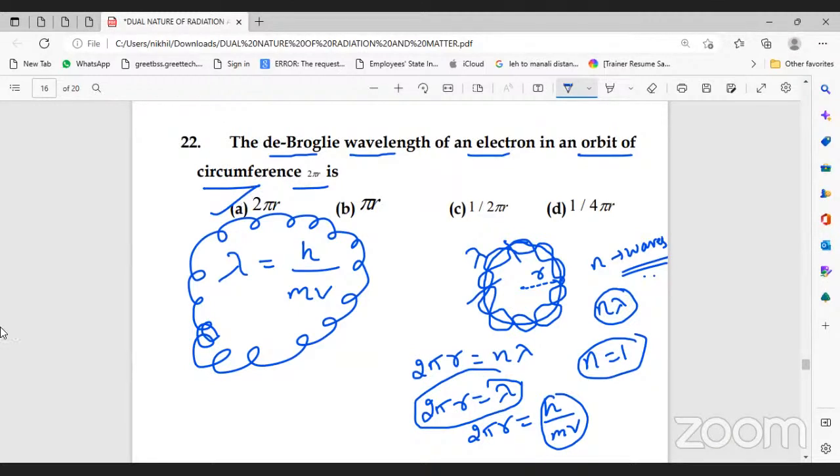The n value should always be an integer, like first orbit, second orbit, third orbit, fourth orbit, like that. So option A is the right answer.